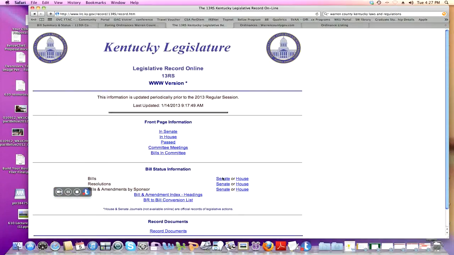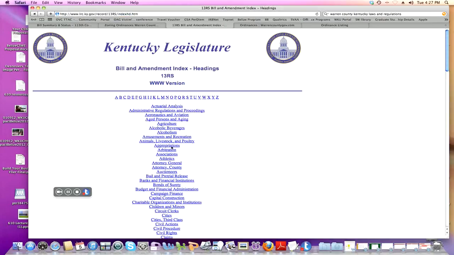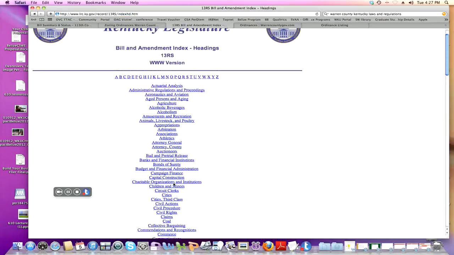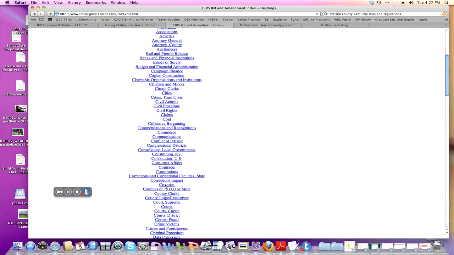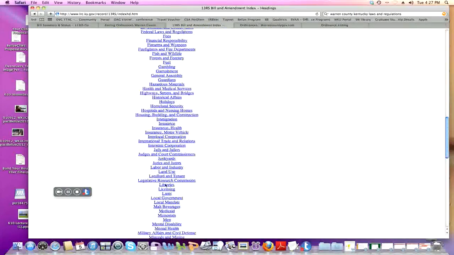There's a lot of bills that are going on. If you want to look at a bill in the Senate or a bill in the House, then you could look there. Here's an index. So you could see, depending on your topic, what you might want to look up. Now if you look through here, you'll see the kind of things the state legislator might deal with. Things like guardians, hazardous materials, health and medical services, highway, streets, and bridges.